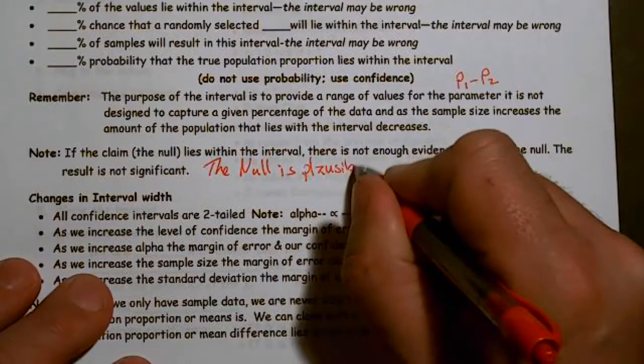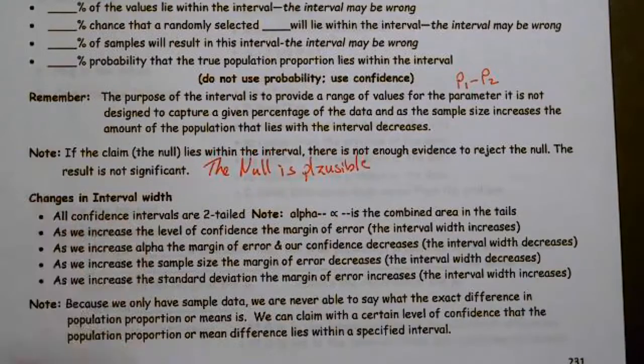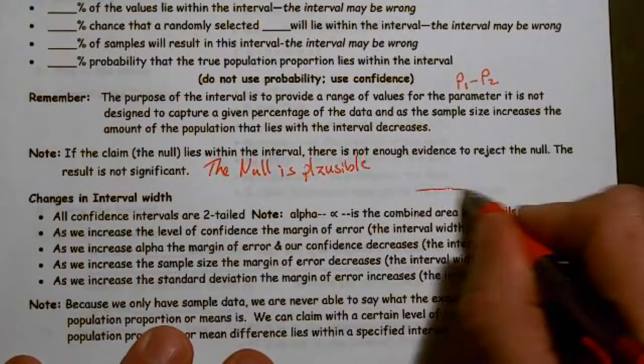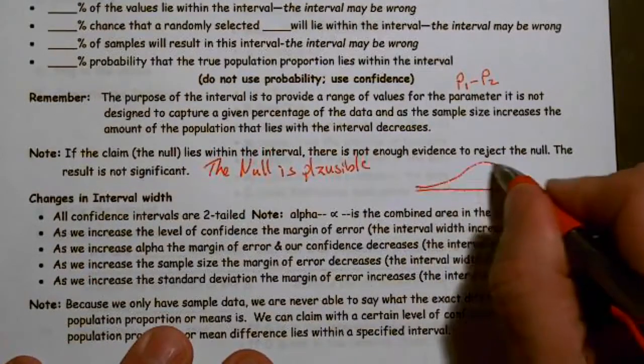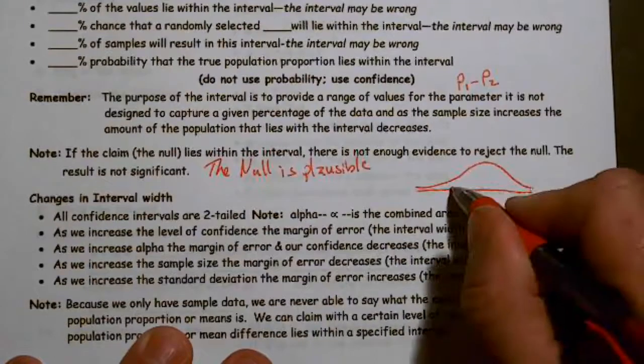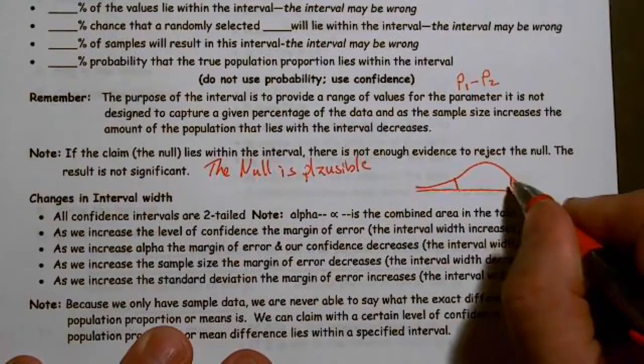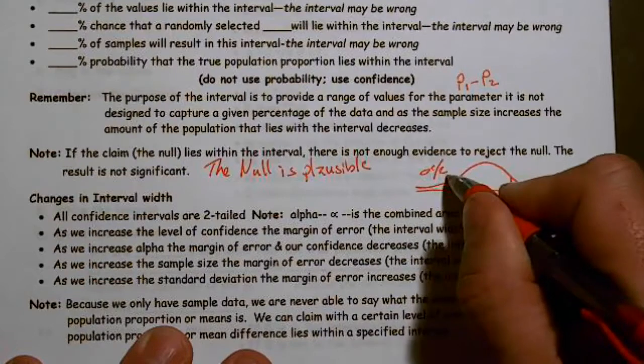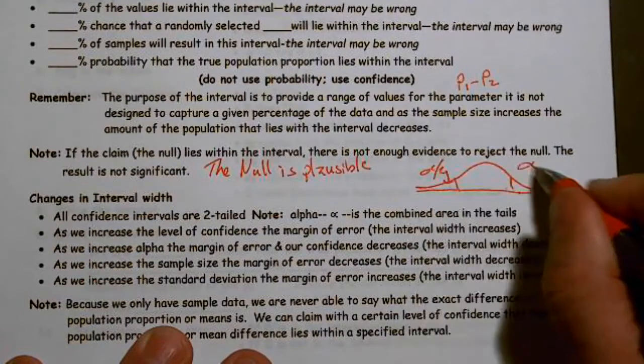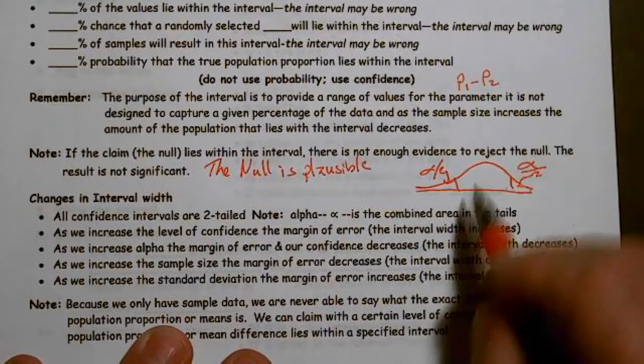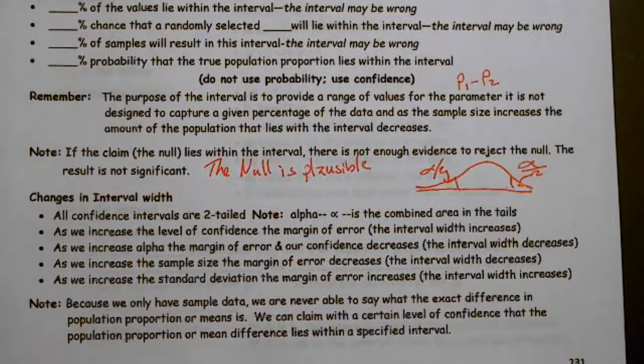All right. Please note that I said the null is plausible, not the alternative. All confidence intervals are two-tailed, and alpha is in the tails. When we're looking at a picture of that, it's something like this. Nothing is different, but alpha over 2 is in this tail, and alpha over 2 is in this tail, and together they make alpha.